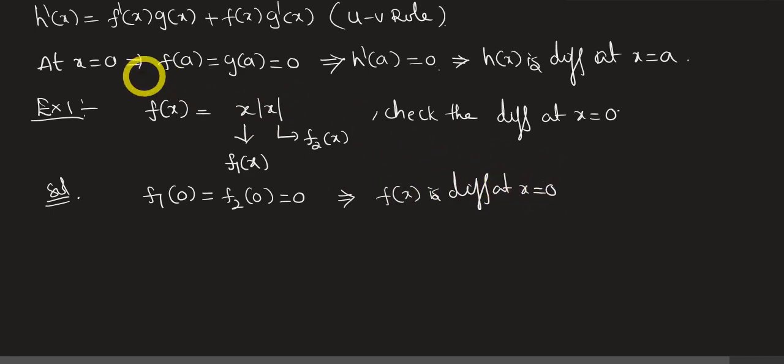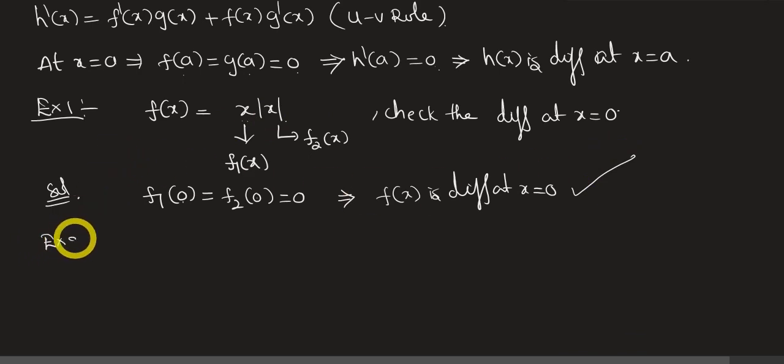So how are we telling this? Like this only. See, if the f(a) value and the g(a) value are both equal to 0, then the derivative will become equal to 0 and the function is differentiable. Here the first function is there, the second function is there. In the first function, on substituting x = 0, we got 0. In the second, on substituting x = 0, we got 0. So if both are 0, the function is said to be differentiable at x = 0.